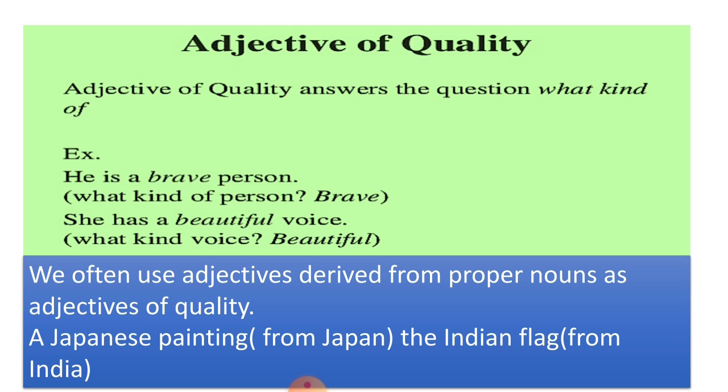So when you get the answer to your question what kind of, then that particular adjective is the adjective of quality. Now sometimes we use adjectives which are derived from proper nouns. These are the adjectives of quality, like Japanese painting. Now Japan is a proper noun, but when you say Japanese painting, what kind of painting? Japanese painting. Indian flag. What kind of flag? Indian flag. Now Indian is derived from the proper noun India. So when you get the answer to your question what kind of, that adjective is the adjective of quality.